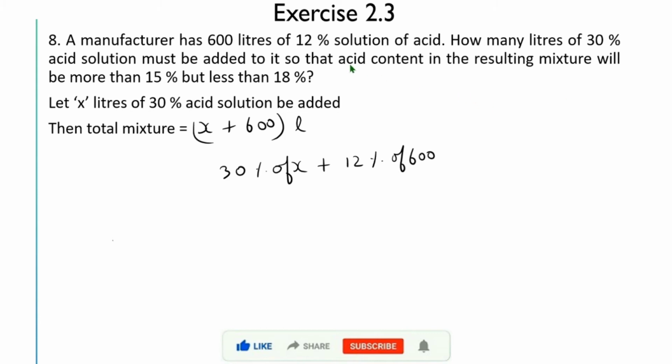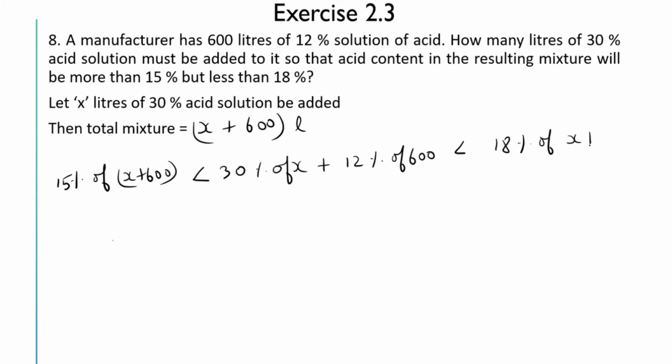So that acid content in the resulting mixture will be more than 15% but less than 18%. So this value should lie between 15% of x plus 600 and 18% of x plus 600. So here this should be more than 15% of x plus 600 but less than 18% of x plus 600.